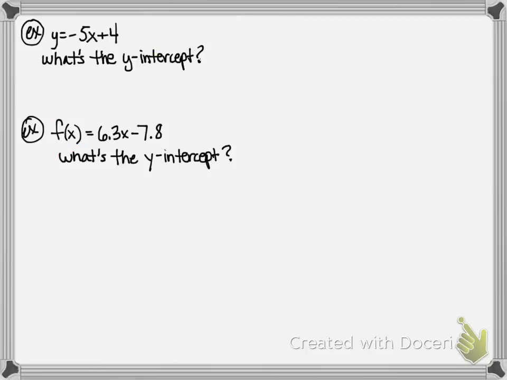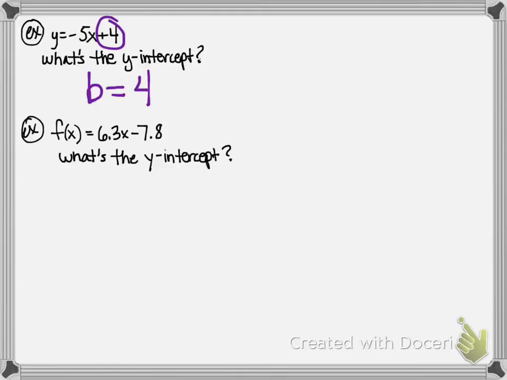So let's look at these two examples. F of x equals negative 5x plus 4, or y equals negative 5x plus 4. What's its y-intercept? Pause the video and figure it out. Its y-intercept is 4.